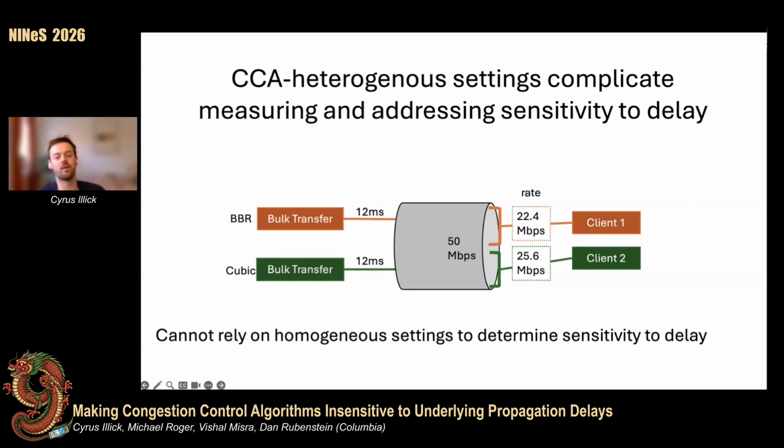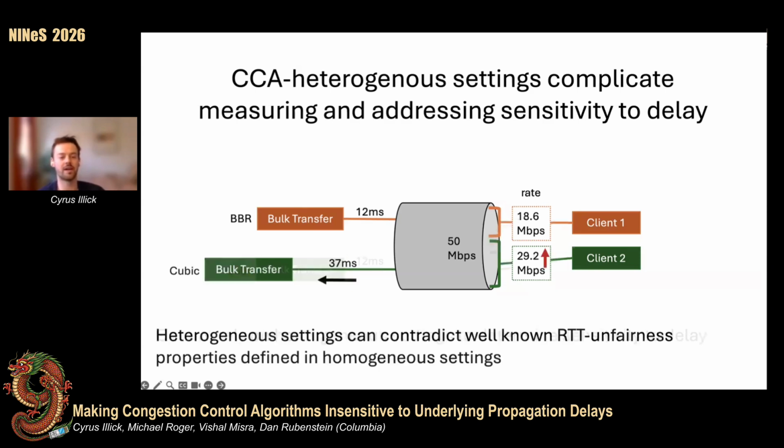We also can't rely on what we know about CCAs in homogeneous settings to inform us of what will happen in heterogeneous cases. For example, here we have a Cubic flow competing against a BBR flow where both have 12 milliseconds of propagation delay. In this case, the Cubic flow converges to a rate of 25 megabits per second. If we increase the propagation delay of the Cubic flow, we observe that its allocated rate actually increases, which contradicts what we might expect from homogeneous settings, where the shorter delayed Cubic flow achieves a larger rate.